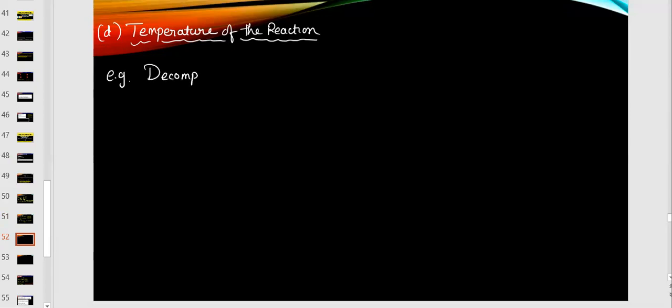So the example here is decomposition of limestone. If you talk about decomposition of limestone, lime water does not turn milky before heating limestone. Only when you heat it will it turn the lime water milky. Before heating, it does not turn it milky. When you are heating it, only then carbon dioxide gas will be generated, and because of that, the lime water turns milky.